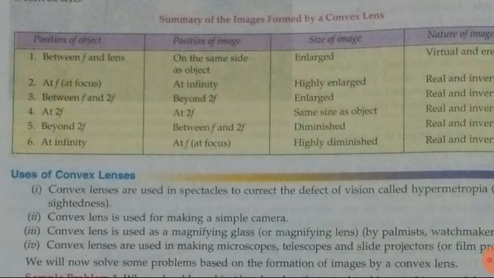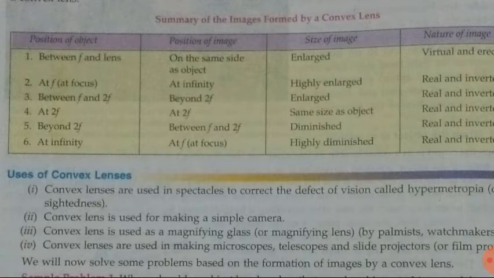Now uses of convex lens. Convex lenses are used in spectacles to correct the defect of vision called hypermetropia. In this defect of vision, a person can see far objects but cannot see nearby objects. To cure this type of problem, we use spectacles made of convex lens. Second, convex lens is used for making a simple camera because convex lens is a converging lens.